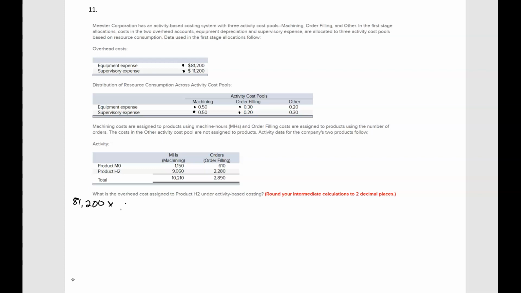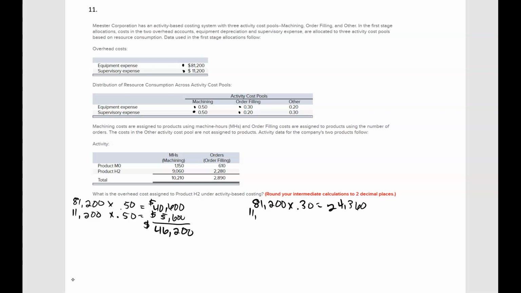81,200 times 0.5 is 40,600. Then take 11,200 times that same 50%, and that's 5,600 for a total of 46,200. And then let's do the same thing with the order filling. 81,200 times 30%, and then 11,200 times 20%.